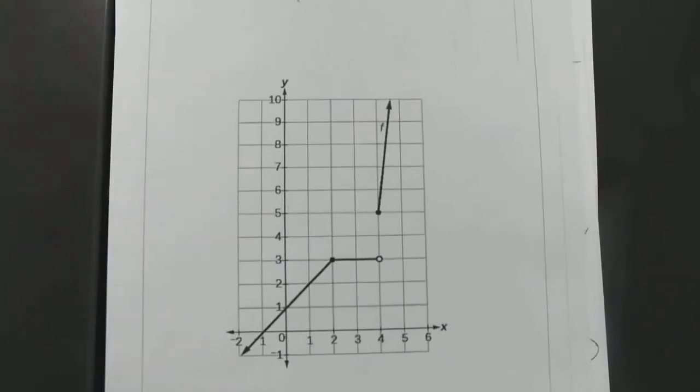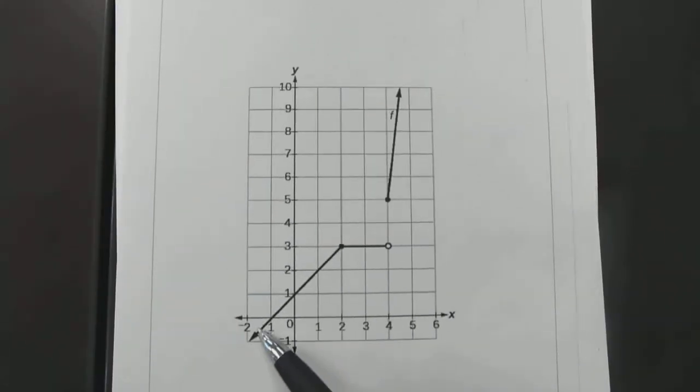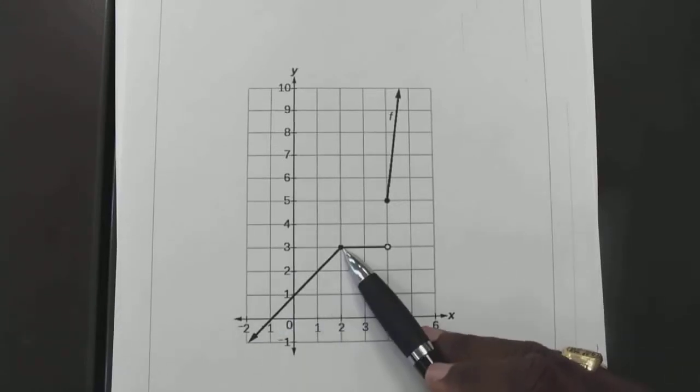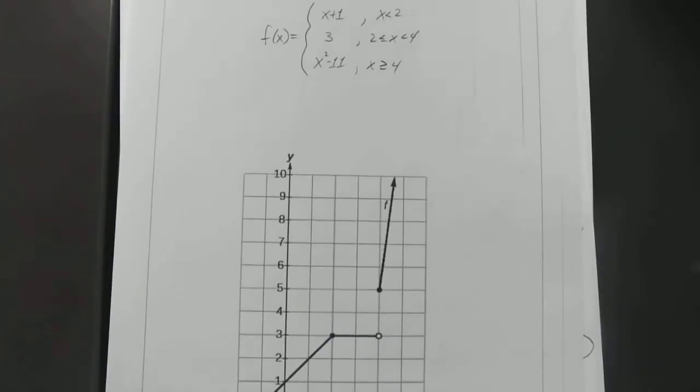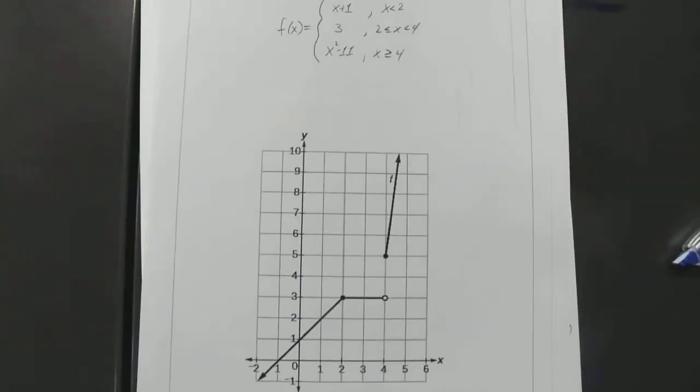Okay, yeah, I see. So you can see where it's continuous all the way to x equals 2. And I'm trying to get the whole thing in there.